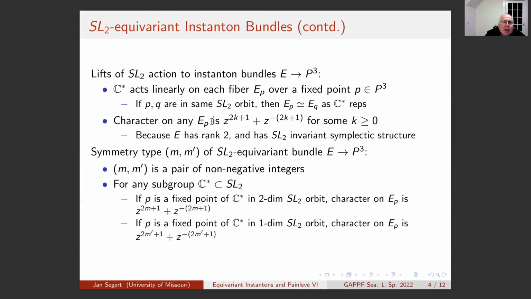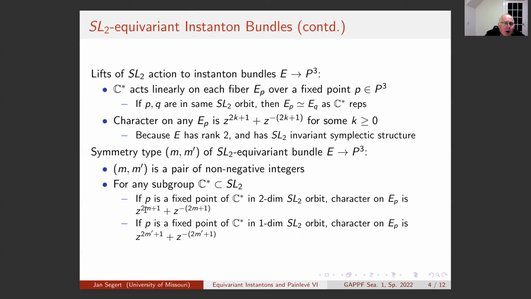And you can figure out that the character has to look like this for some integer k greater than or equal to zero. And the fact this is odd is because there is an invariant symplectic structure. And so what you can say, okay, so if I look at the various values of this integer, there's a value that will happen on one of the pairs of orbits. There's a different value that will happen on the other pair of orbits. So basically, there's an invariant of an SL2 equivariant bundle, which consists of two of these integers.